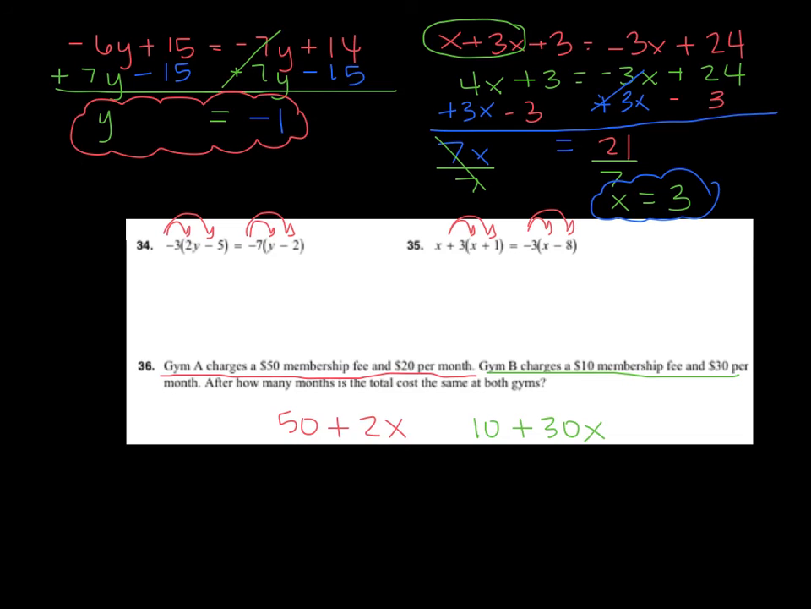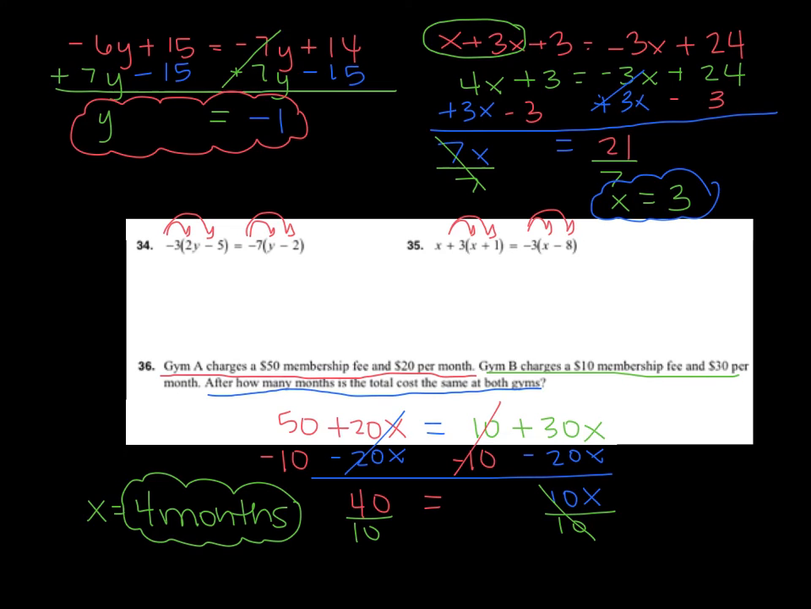Oh, I just noticed I did not write 20, I wrote 2 over here, so let me fix that. $20 per month. There we go. Okay, so then it says we want to know after how many months is the total cost the same? Well, same means equal. So I set gym A's fees equal to gym B's fees, and then I solve. So I'm going to pause here, and you guys go ahead and solve, and then check your work with mine.